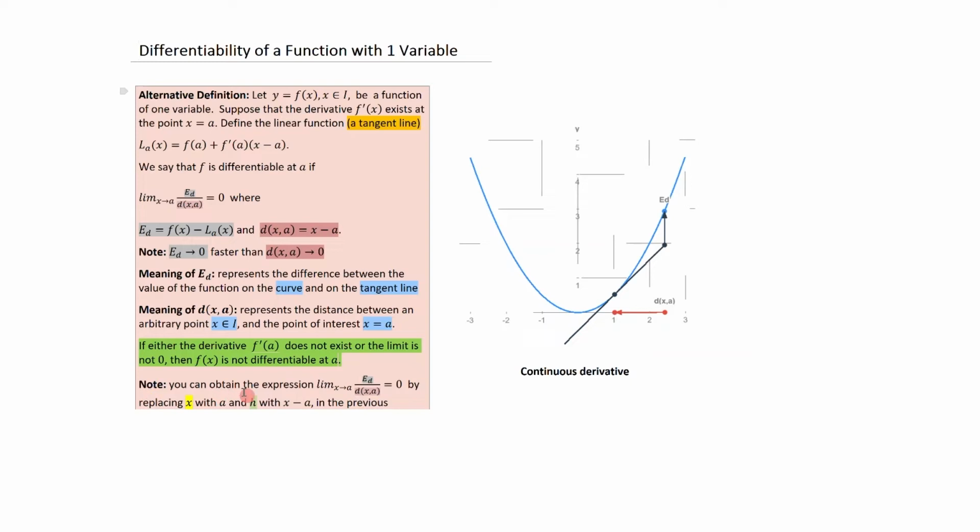Now, you can obtain the expression limit as x approaches a of E_d over dx_a equals 0 by replacing x with a and h with x minus a in the previous expression. In other words, starting with this limit expression, we can basically evolve to the expression that we see here.